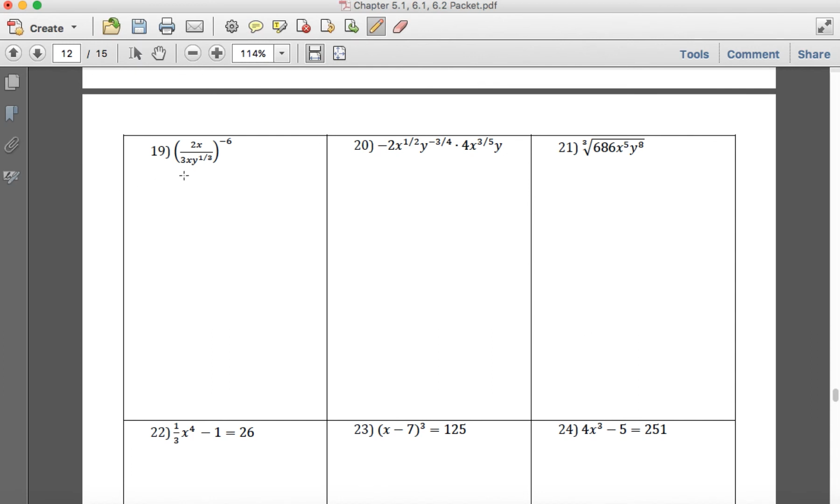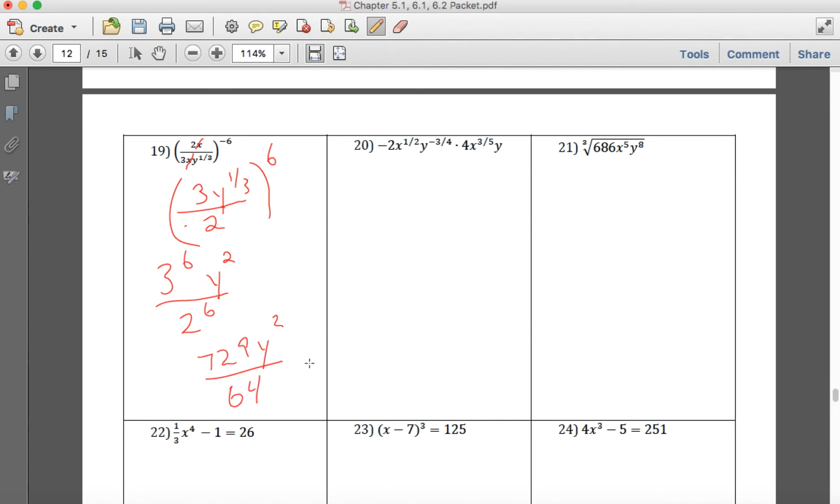Alright, let's cross off the x's right off the bat. Then we'll take this, flip it upside down. And that makes this to the 6th power. Then we got 3 to the 6th, y to the 1/3. 1/3 times 6 is 2. 2 to the 6th. Final answer. 3 to the 6th is 729 y squared over 2 to the 6th, which is 64.